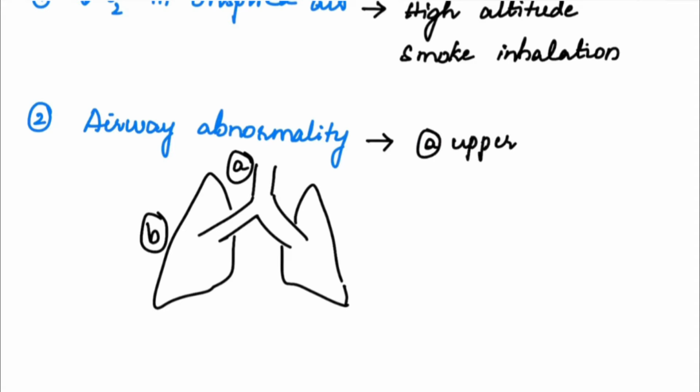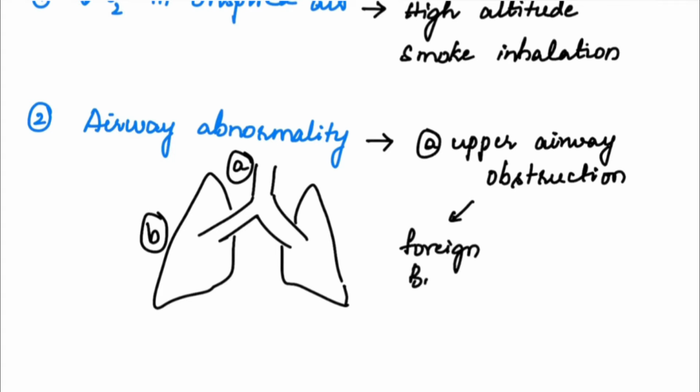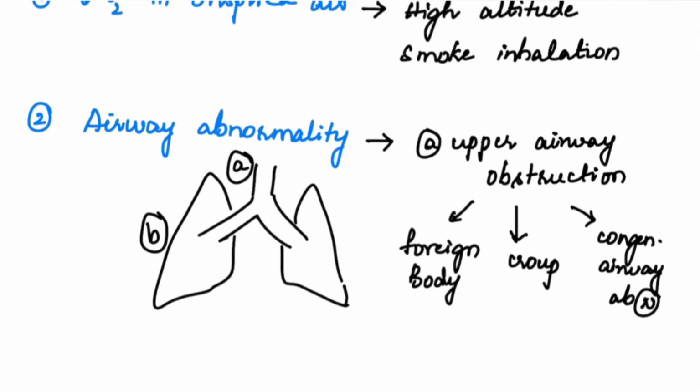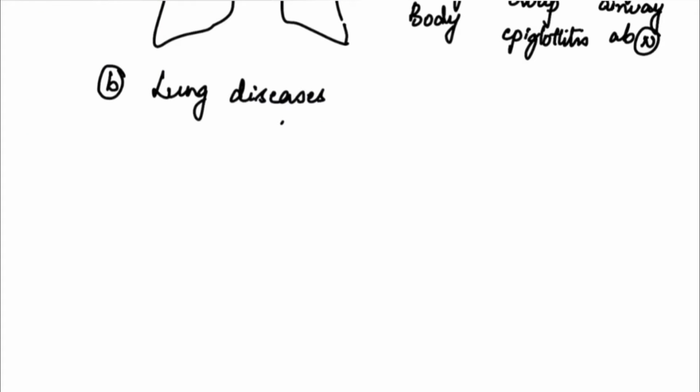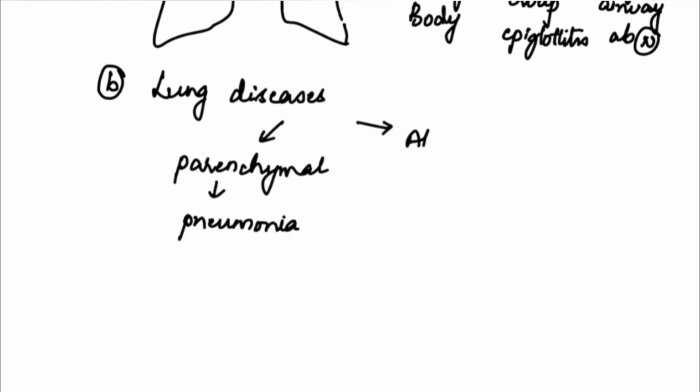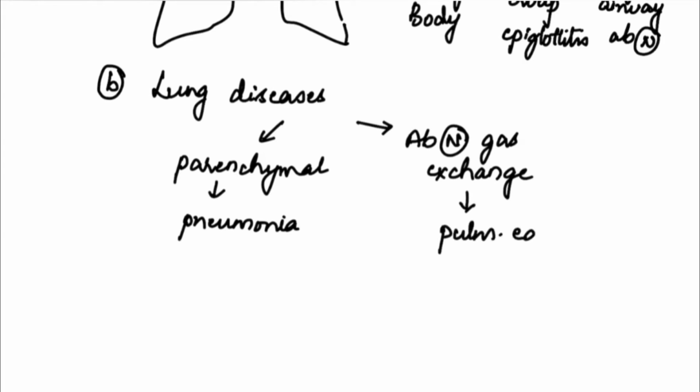So upper airway causes will include obstructions like foreign body, especially in children, then croup, congenital airway abnormalities like tracheomalacia. In all this there is obstruction, so no proper oxygen delivery. Next is lung diseases. Lung diseases could involve the parenchyma, like simple pneumonia, or this may be because at the alveolar level when there is abnormal gas exchange like in pulmonary edema and hyaline membrane disease.